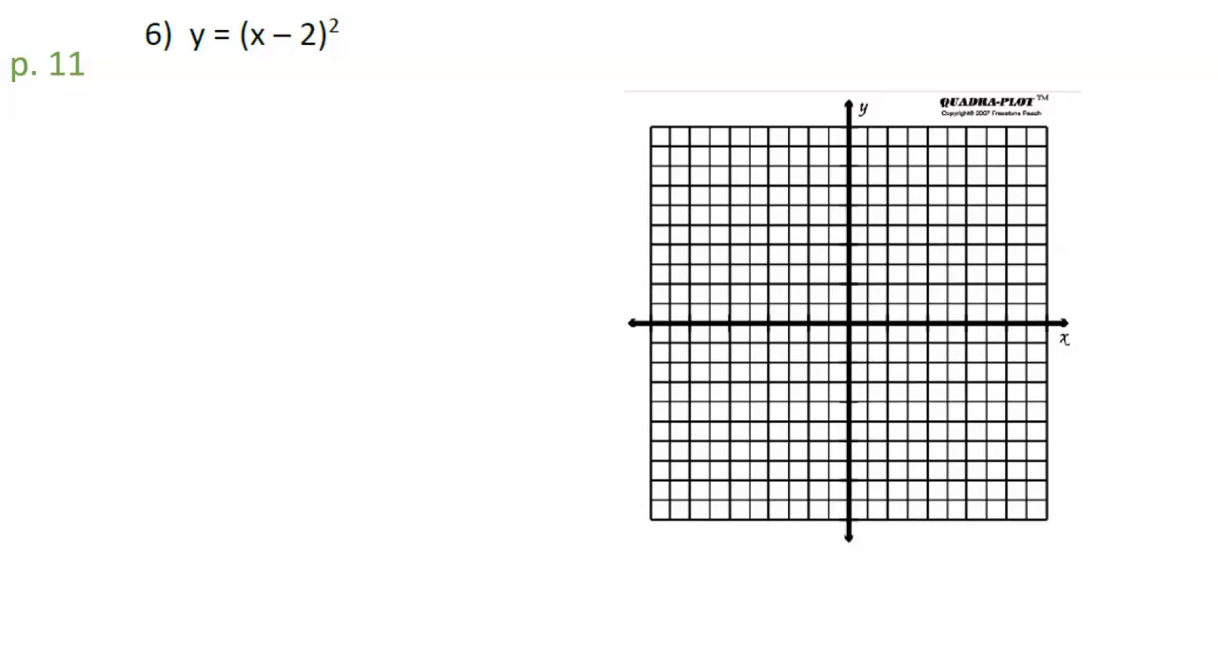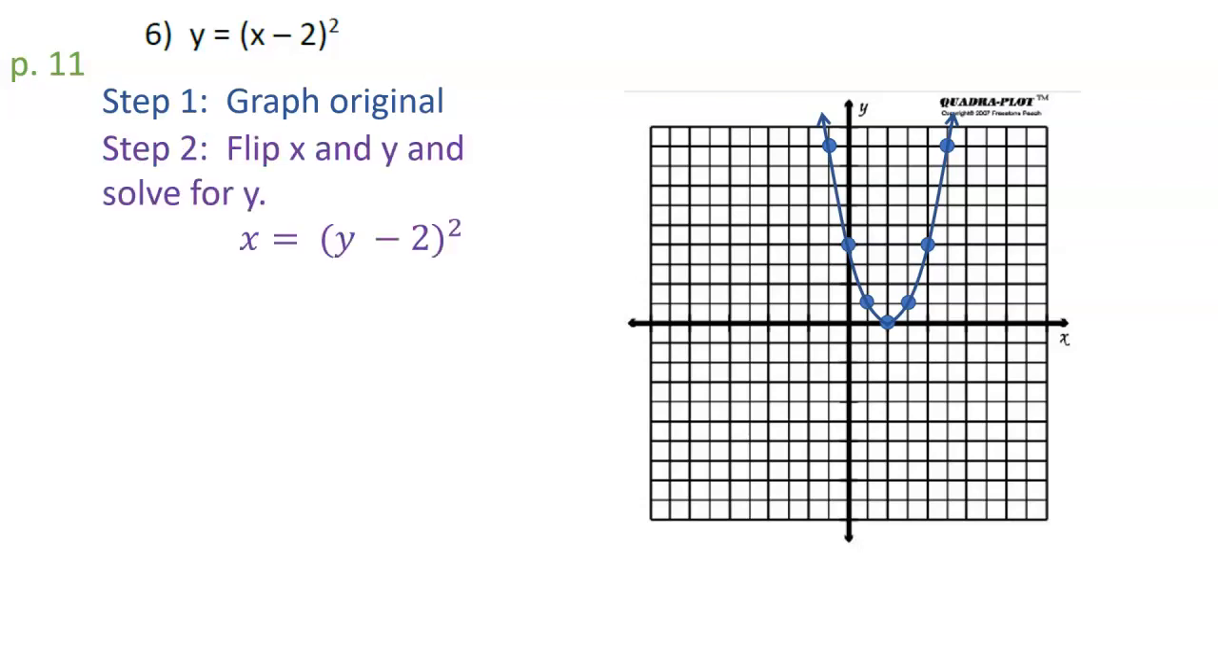Number 6, y equals x minus 2 squared. So first of all, let's graph that out. So it's the parabola, move 2 to the right. So if you can think of that parabola, move 2 to the right, then we have 1 squared is 1, 2 squared is 4, 3 squared is 9, and the other side, negative 1 squared is 1, negative 2 squared is 4, negative 3 squared is 9. So there's the original.